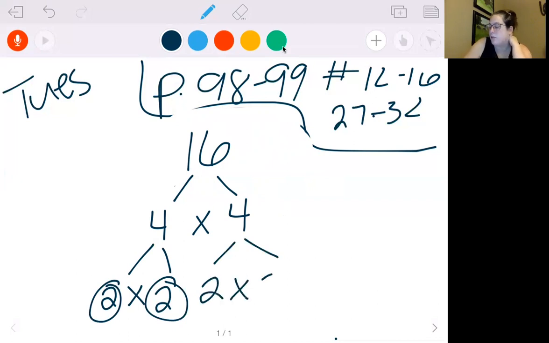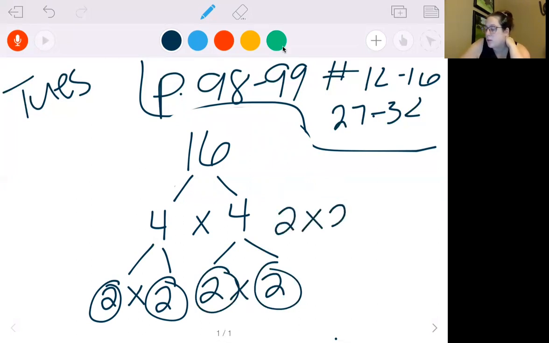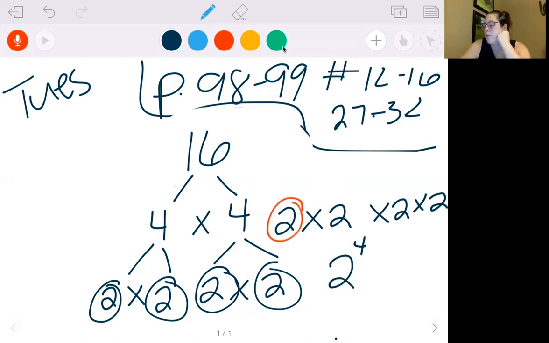Now I'm going to come back over here and do the same thing. So now my prime factorization would be 2 times 2 times 2 times 2. Or, to make it more simple and to make it better, I could do 2 to the 4th power. The 4th power is because I have 4 2's. It only works for the ones that have the same number. So let's do another one.